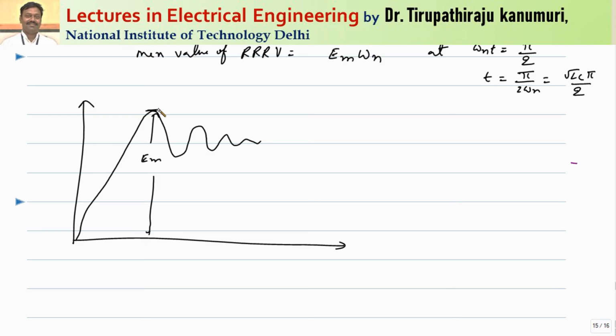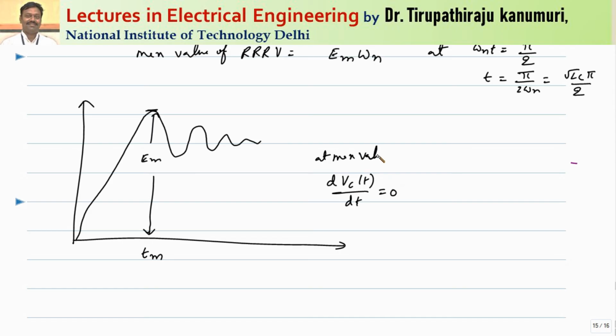At that place the slope will be equal to 0. So let us assume, what is the time to reach the maximum value of your restriking voltage. In order to reach the maximum value of the restriking voltage, dVc of t divided by dt is equal to 0.